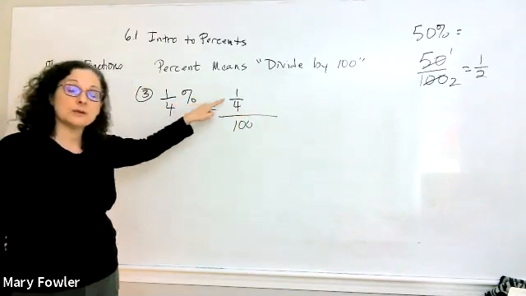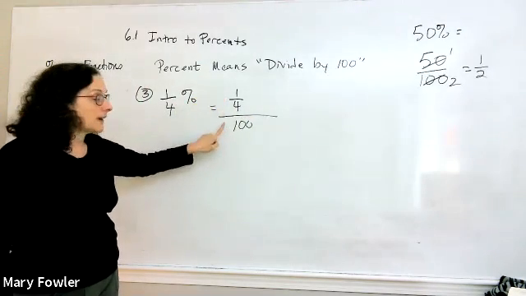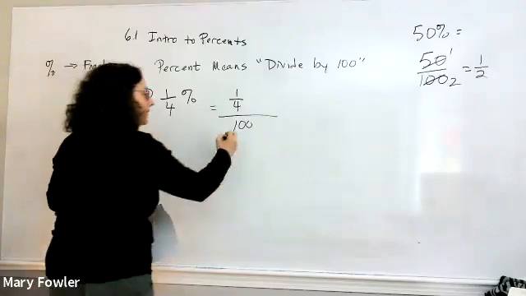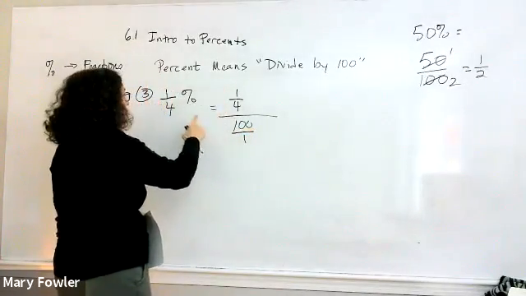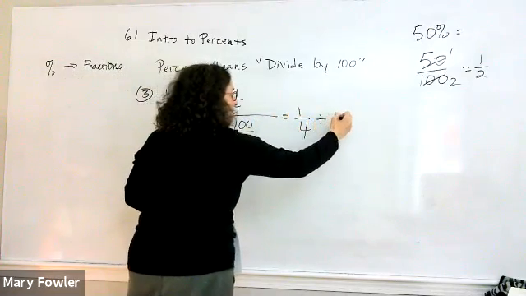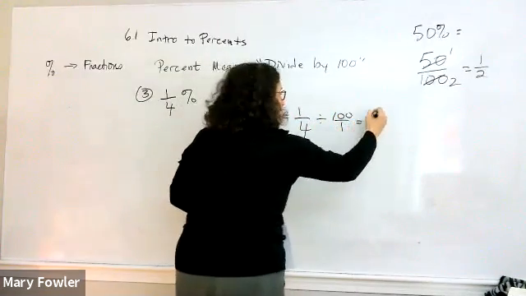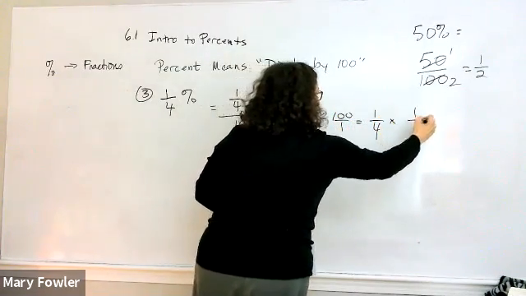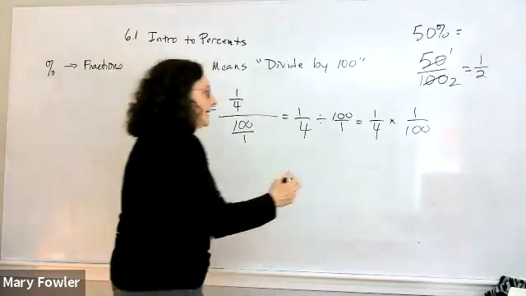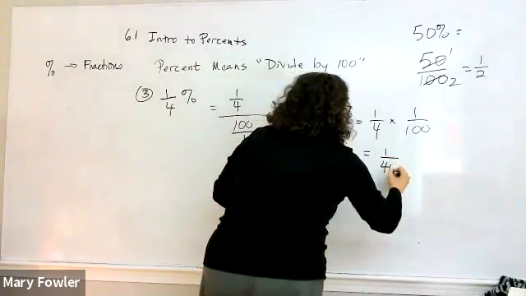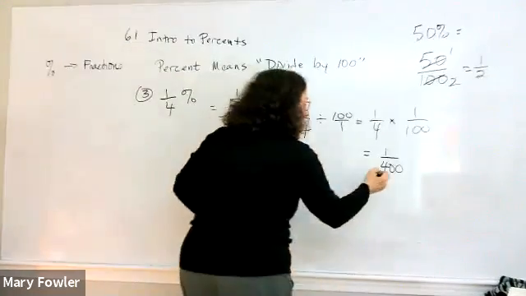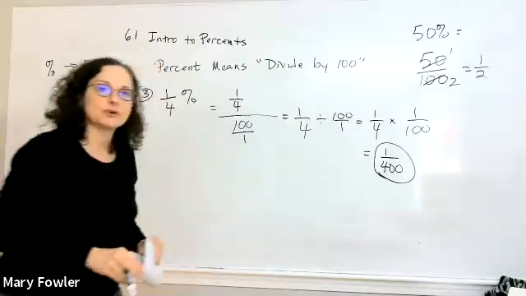Now, because my numerator is a fraction, I can write my denominator as a fraction and then do fraction division, okay? So 1/4% is 1/4 divided by 100. 1/4 divided by 100 over 1 is equal to 1/4 times 1 over 100. And this is 1 over 400. And that is a fraction in lowest terms, so we can circle that.